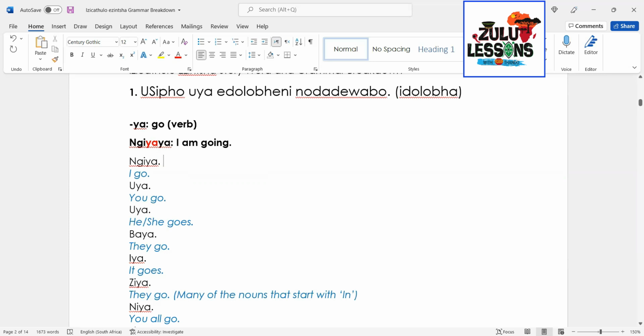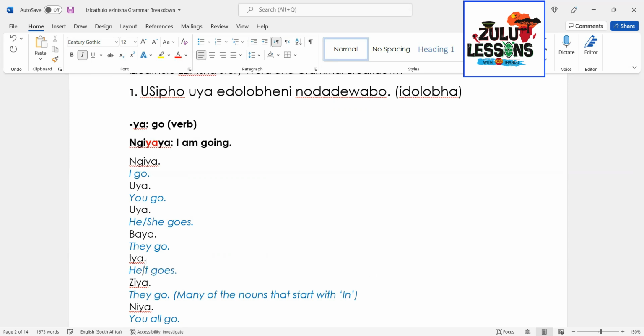Uya, he or she goes. Uya edolobheni. He or she goes to town or is going to town. Baya, they go. Baya edolobheni. They go to town. Or they are going to the city.